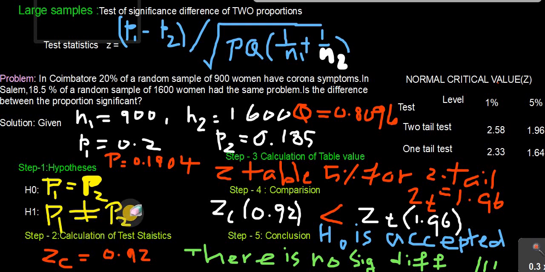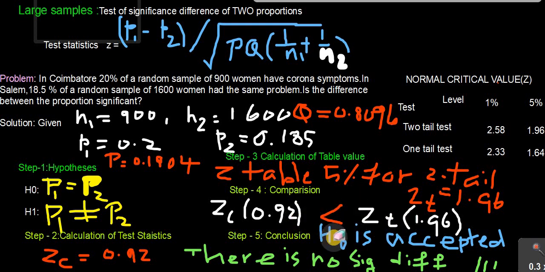Because the alternative hypothesis is P1 is not equal to P2, that gives you a two-tail test. Now we are seeing the normal table here. For a two-tail test at 5%, the critical value is 1.96. So the table value for the given situation is 1.96. Now we are comparing the calculated value and table value. Calculated value is 0.92, table value is 1.96. Therefore the calculated value is less than the table value.